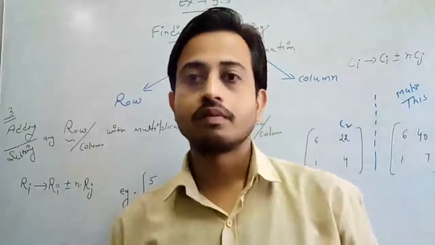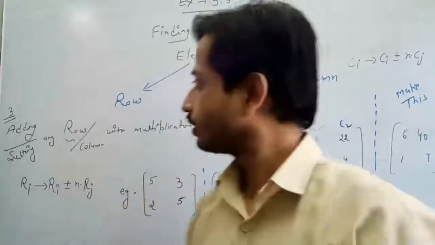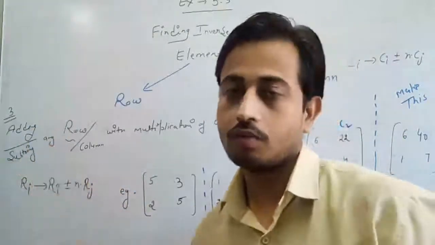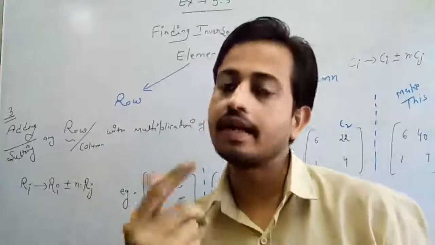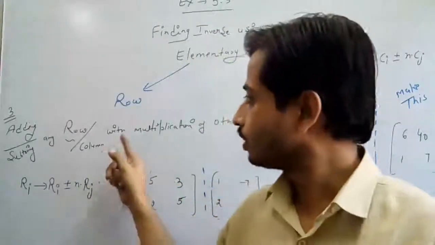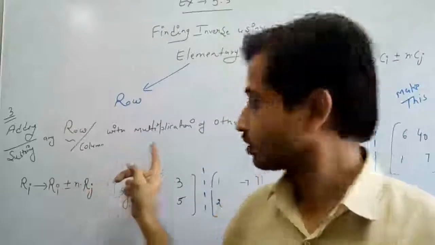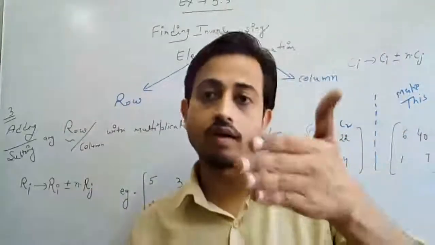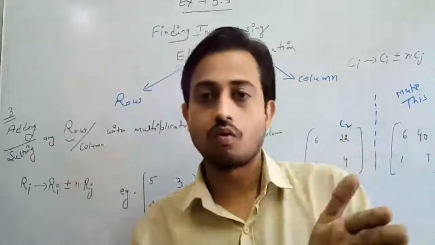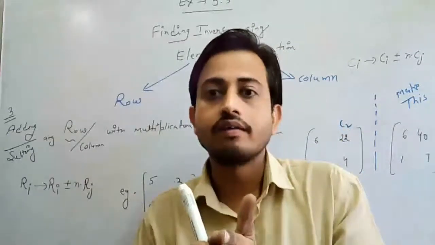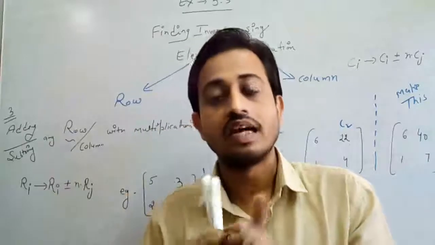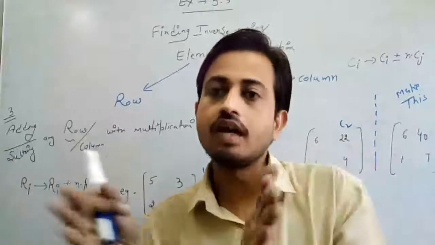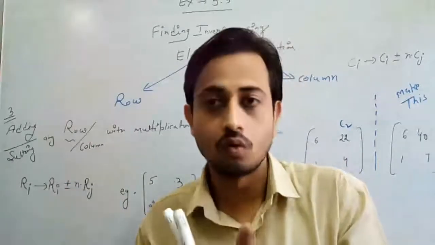Now our third elementary operation is what? Adding or subtracting any row or column. It means you can add or subtract any row or any column with multiples of another row or column. It means if you want to add the first row with the second row, you can directly add, as well as you can add by multiplying the other row with the desired number.